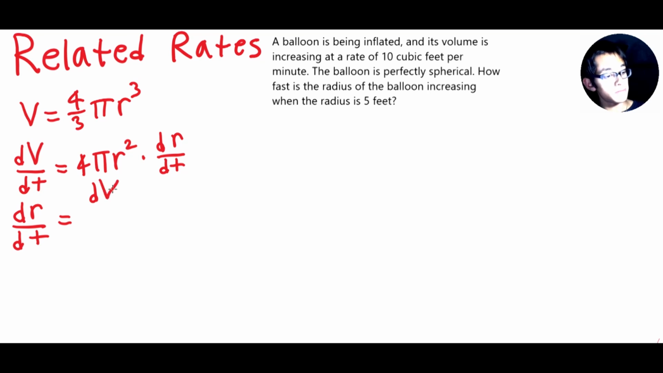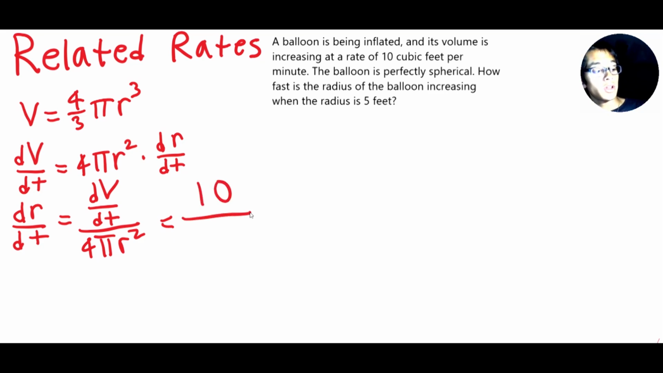dV/dt over 4 pi r squared. And now we should be able to plug things in. dV/dt is 10 because the question states that the volume of the balloon is increasing at a rate of 10 cubic feet per minute. So dV/dt is 10. Now what about the denominator? It's going to be 4 pi times r squared.